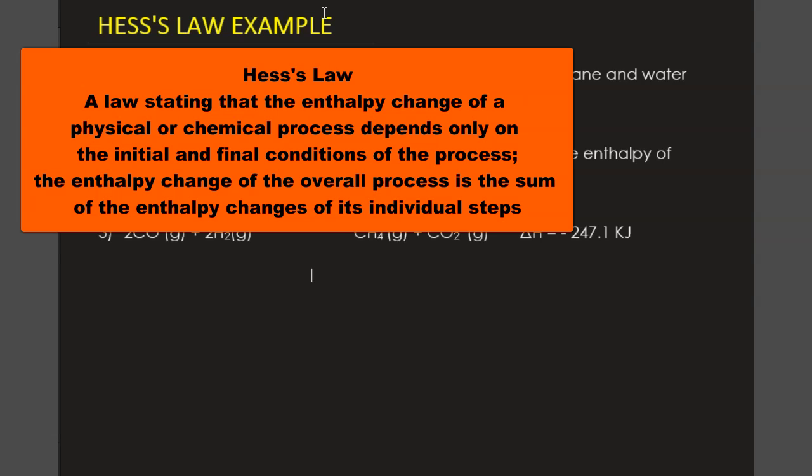Hess's law states that the enthalpy change of a physical or a chemical process depends only on the initial and the final conditions of the process. So if we want to find out the enthalpy change of a given reaction, we do not have to worry about the intermediate reactions' energy. Therefore, the intermediate reactions' energy can be used to find the enthalpy change of the reaction. Let's do it and then we will understand it better.